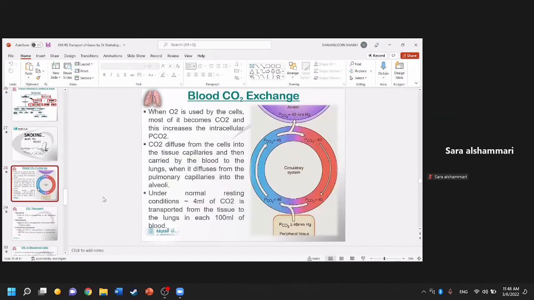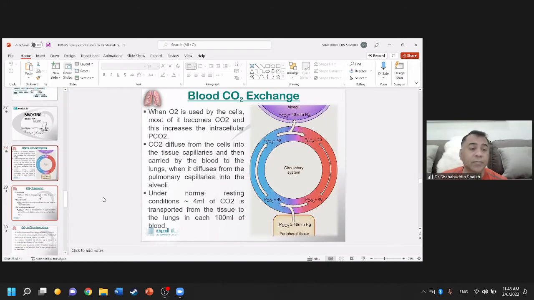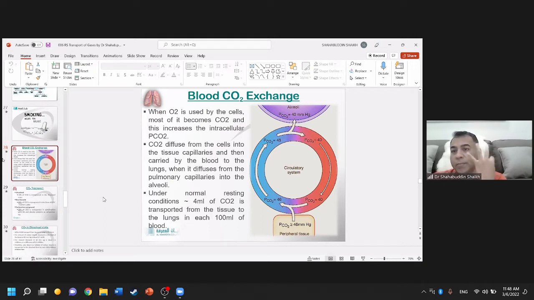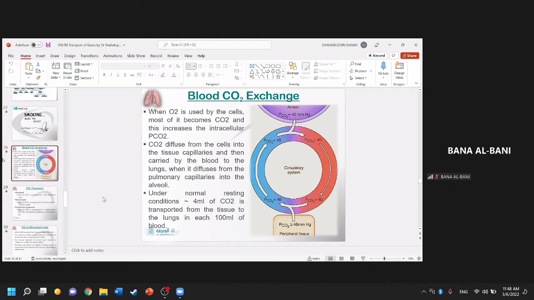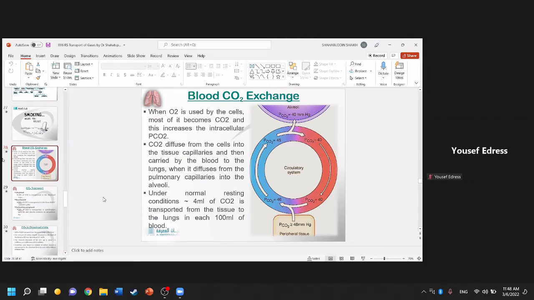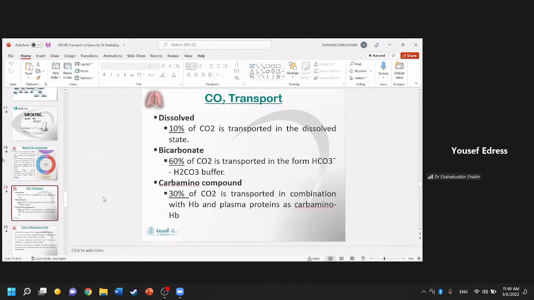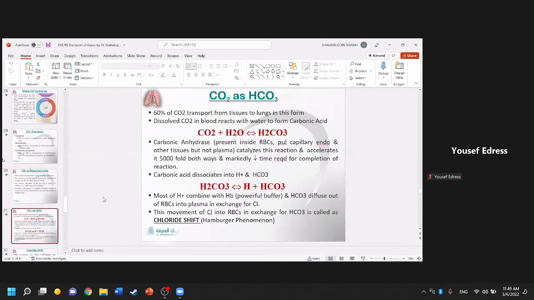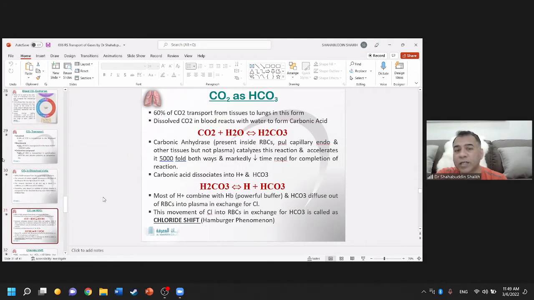Let's go to carbon dioxide. Carbon dioxide, what are the three major methods of transport? Dissolved, bicarbonate, and bound as carbamino compound. You can remember carbamino compound, or you can simply remember bound to hemoglobin or other proteins in the blood. So these are the three methods of transport. Which is the major method? Bicarbonate.